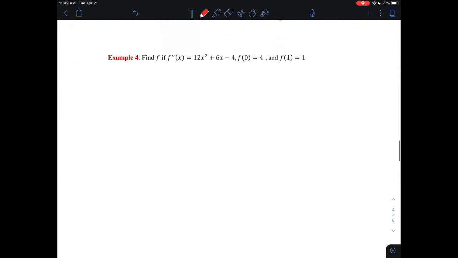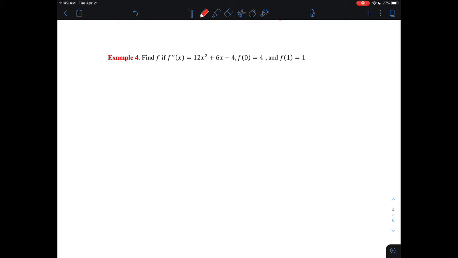Okay, let's look at another example. Find a function f if the second derivative of f is equal to 12x squared plus 6x minus 4, and we're given two function values. F of 0 is 4, and f of 1 is 1. This is what's called a second order differential equation. You'll see more of these in Math 70, and then a couple semesters later in Math 84.